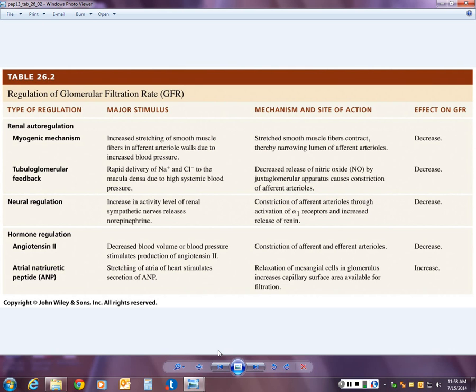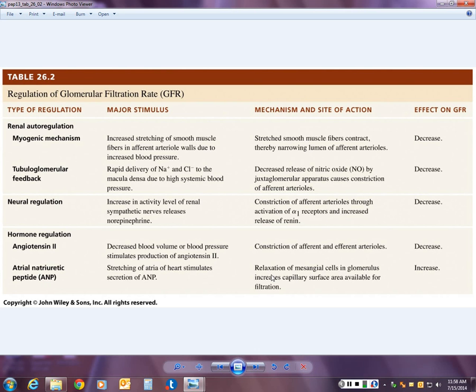Atrial natriuretic peptide is the only regulatory means that you're going to see in the chart that actually is going to serve to increase GFR. Atrial natriuretic peptide is a hormone that's released when your blood pressure essentially is too high. If your blood pressure is elevated, your heart can have a harder time trying to eject blood. That may cause the blood to back up into the ventricle, and consequently it may back up into the atria, and blood backing up into the atria is going to cause a stretching of the atrial walls. In response to that stretch, you'll see atrial natriuretic peptide released.